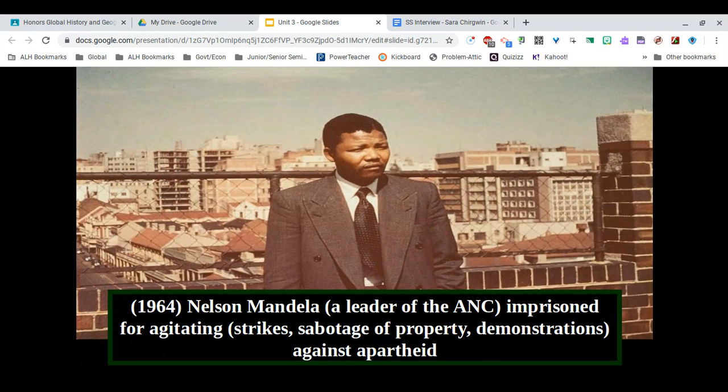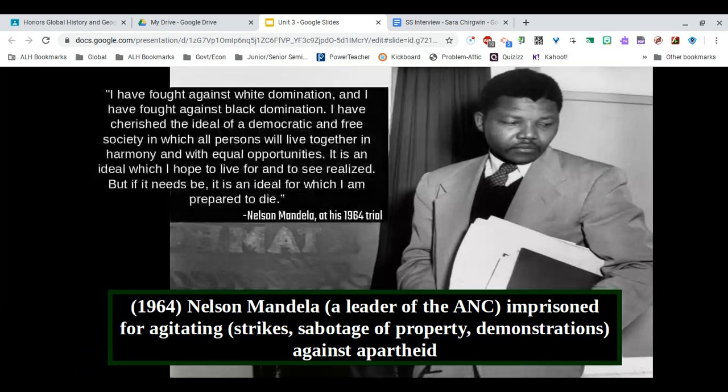So here we have Nelson Mandela, who in 1964 was the leader of the ANC and imprisoned for agitating against apartheid. He used strikes, sabotage of property, and demonstration. He is officially charged with terrorism against his nation in an attempt to overthrow the government, which in fact is what he was really trying to do. He was attempting to overthrow the apartheid system, which was the government's basis of power.